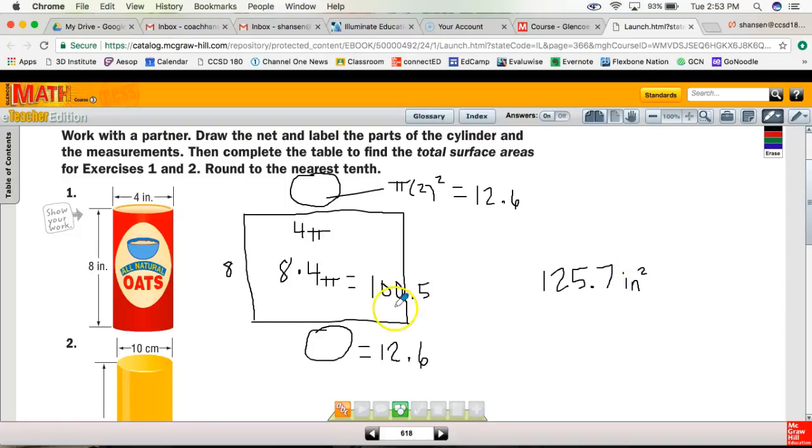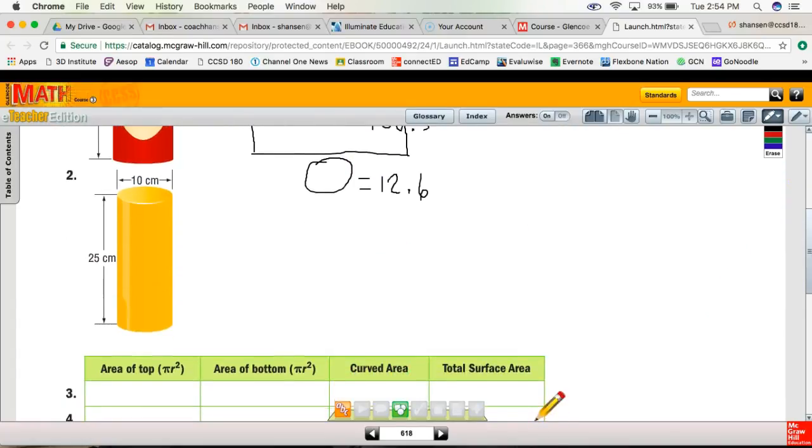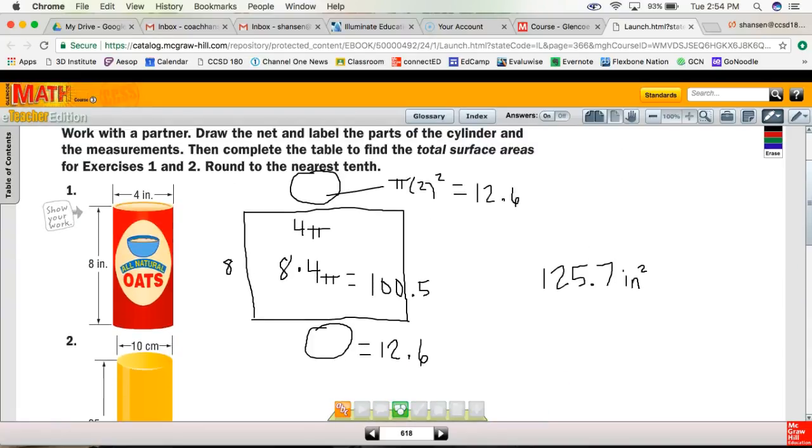125.7 square inches for the oats container. Hopefully that makes sense. If you need help, go back and review that. Again, this is an intro, so we're just showing you the visuals and the calculations. We'll get into the actual formulas when we teach the lesson. But for right now, we're more concerned about the individual area formulas so that we can calculate the overall surface area. Okay, so can we fill in the table for 3?